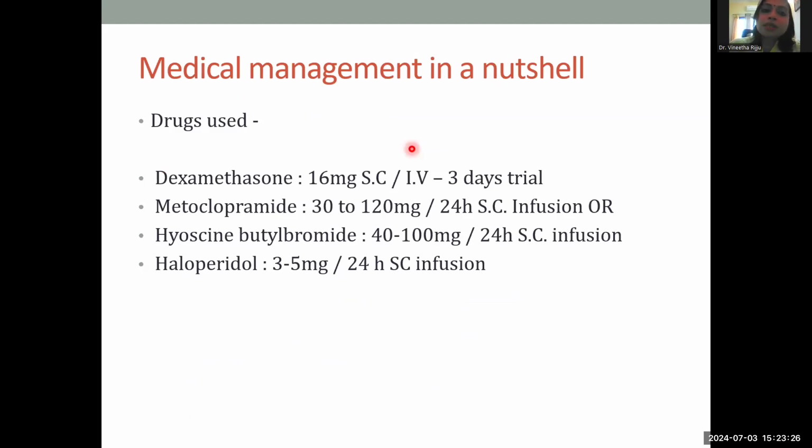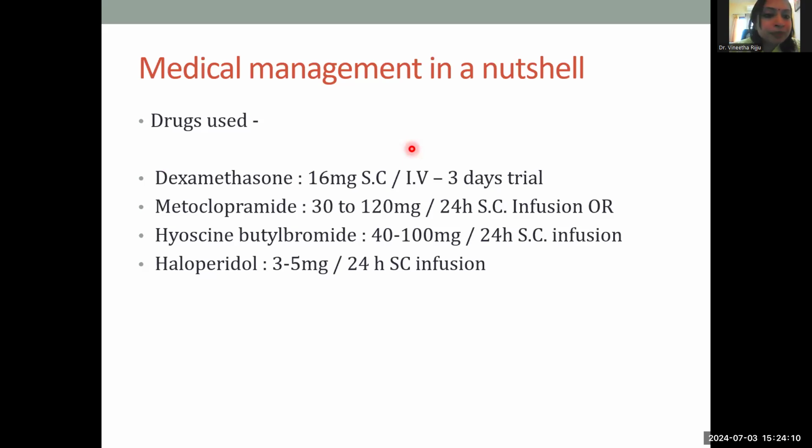Drugs used, dexamethasone, this is what your prescription could look like. Dexamethasone 60 milligram, it can be given IV or subcutaneous, whichever is accessible. You can give a 3-day trial, check for passing of flatus, or decrease or passage of stools, and bowel sounds can also be checked for. Metoclopramide 30 to 120 milligram over 24 hours. You can give it even as an infusion, or you can give regular boluses 8 hourly, or maybe more frequently like 6 hourly.